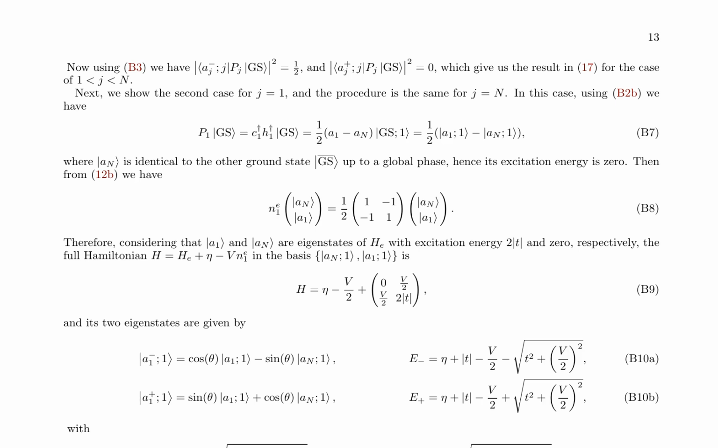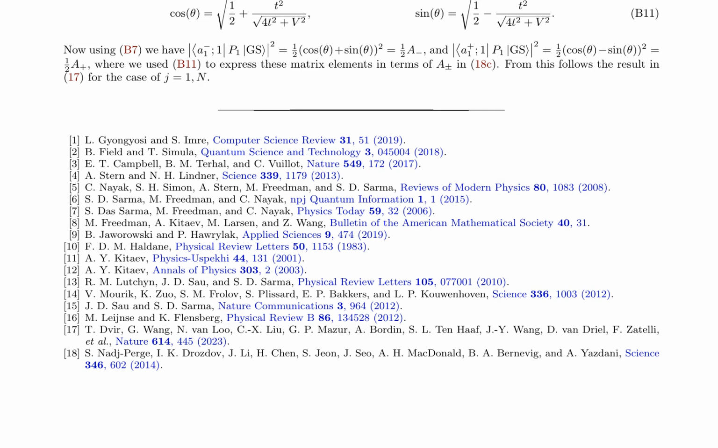The authors proceed to calculate the expectation values of the number operator N1 in the new eigenstates A minus 1, 1 and A plus 1, 1. Using equations B11 and B10, they find that the expectation values are given by 1/2 A minus and 1/2 A plus, respectively. This result is consistent with the result obtained in equation 17, for the case of 1 less than J less than N. The analysis of the Hamiltonian H and the derived equations for eigenstates and energies provide valuable insights into the role of Majorana fermions in topological quantum computation.